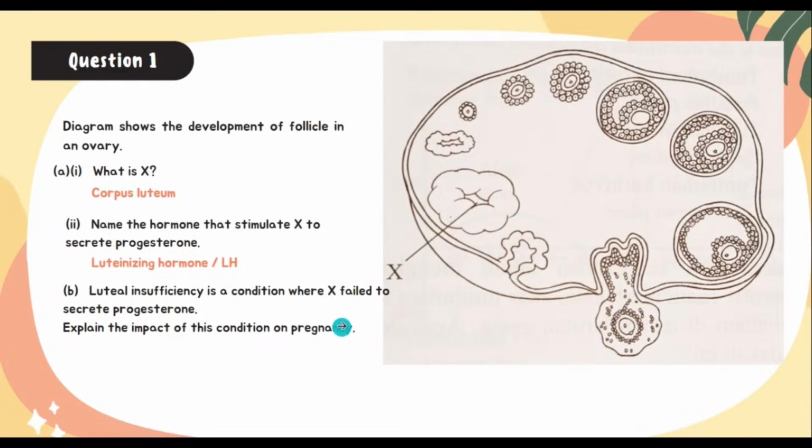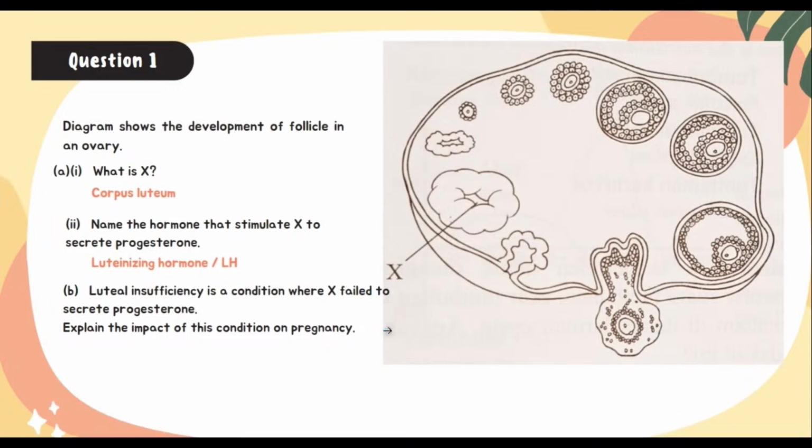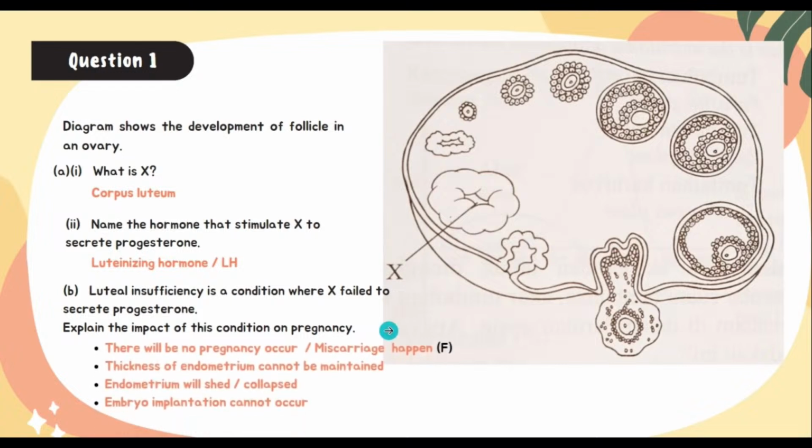Okay, for this question, we have 3 marks. The first mark is very important, which is to state what happened to the pregnancy. That will be our first mark. And the other 2 marks are to explain the things that happen to the pregnancy caused by the lack of progesterone. Okay, let us take a look at the answer.